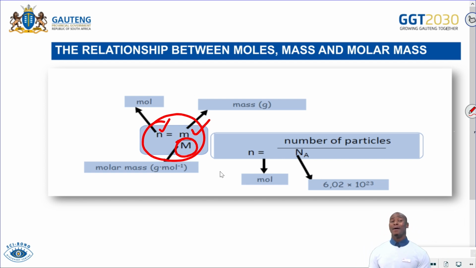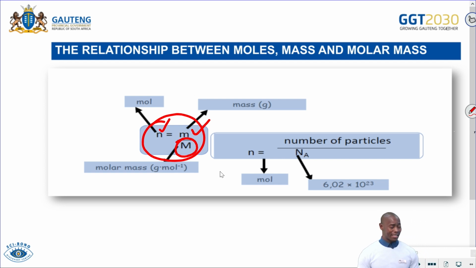In paper 1, the SI unit for mass is kilograms. But when it comes to paper 2, which is chemistry, mass is measured in grams. So in cases where you are given mass in kilograms, you have to make sure that you convert those kilograms to grams, because for this equation we need mass in grams. Then M there is the molar mass of a substance.